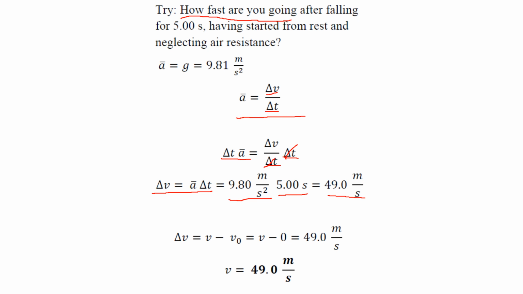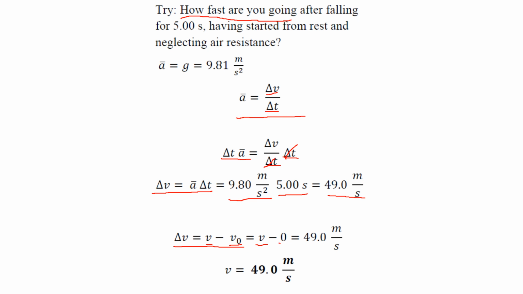But we're looking for how fast you are going at the end. And so we don't want delta v. It's going to turn out to be the same number in this case, but for purposes of problems in which it won't be the same number, we start with delta v and we find the final velocity. So delta v, the change in velocity, is the final velocity minus the initial velocity. And the final velocity is what we're looking for, v.